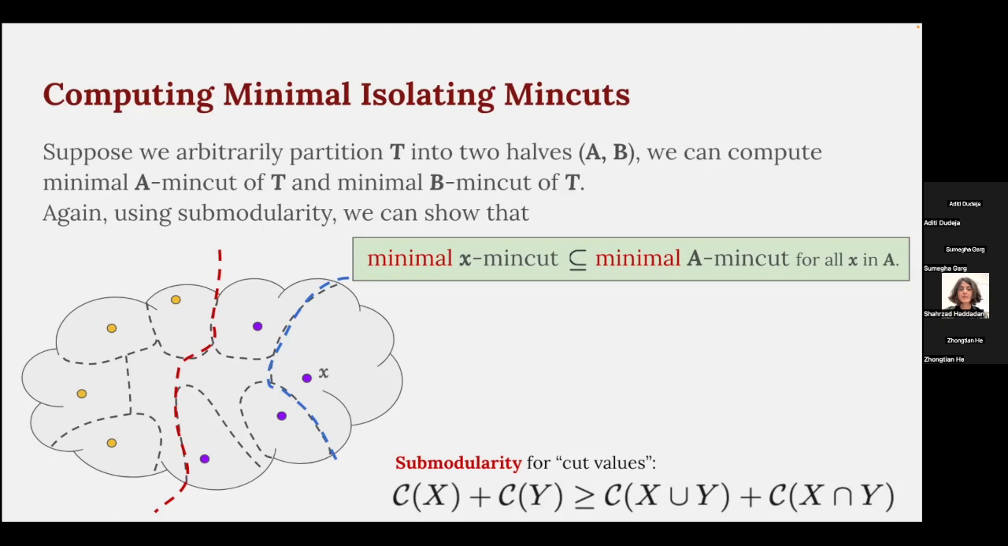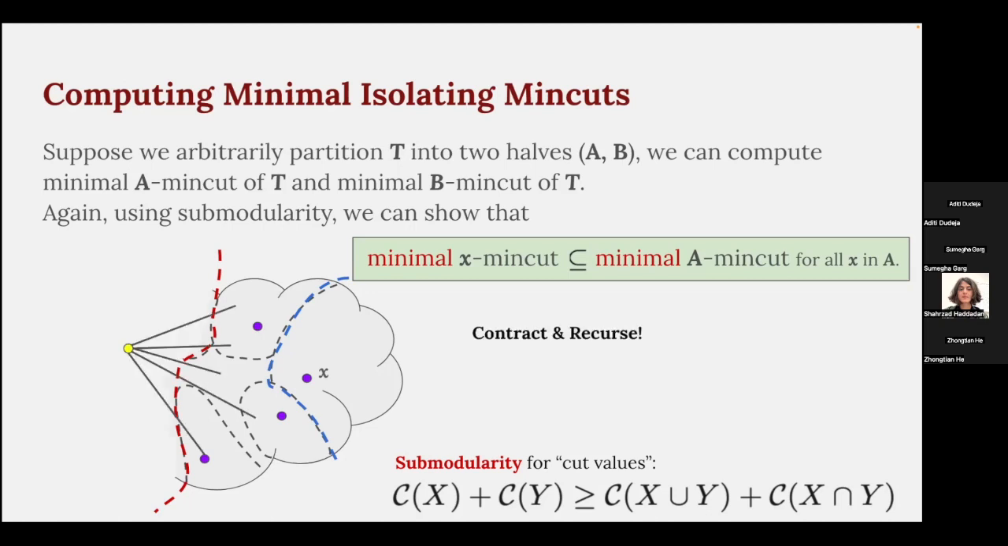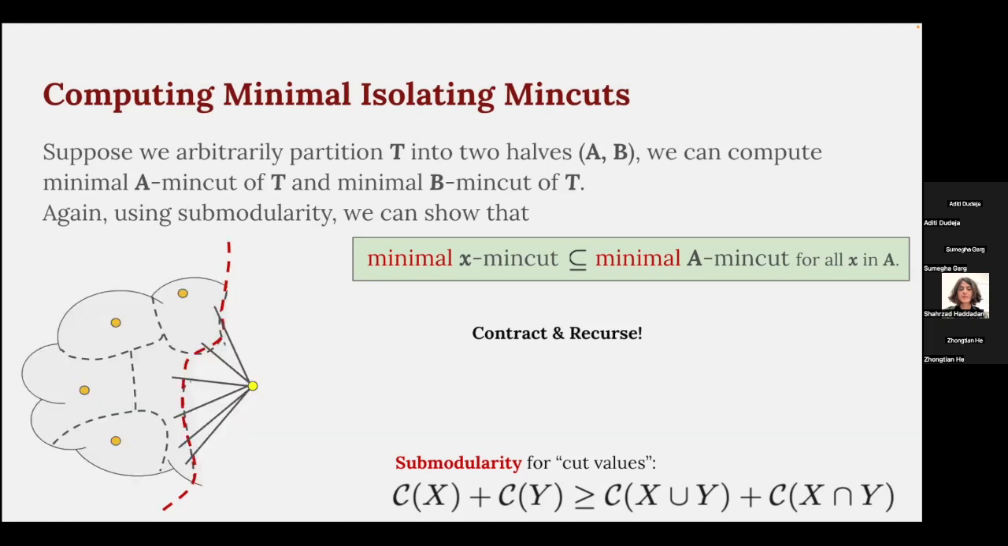Based on this, this will lead to a divide and conquer algorithm for isolating min cuts, because we can contract and recurse, and it preserves all the isolating min cuts for the A side and also for the B side. The algorithm is really simple.